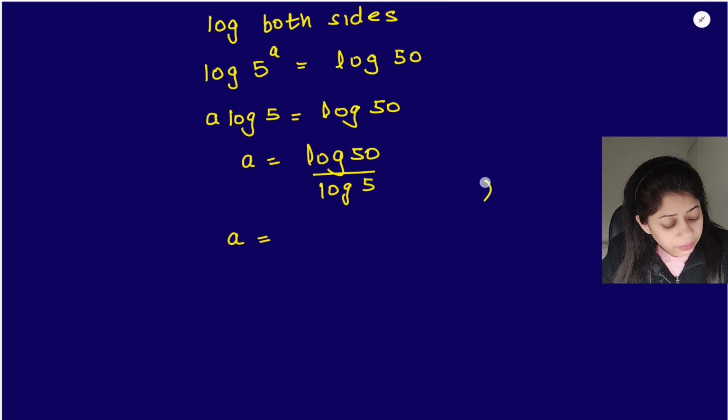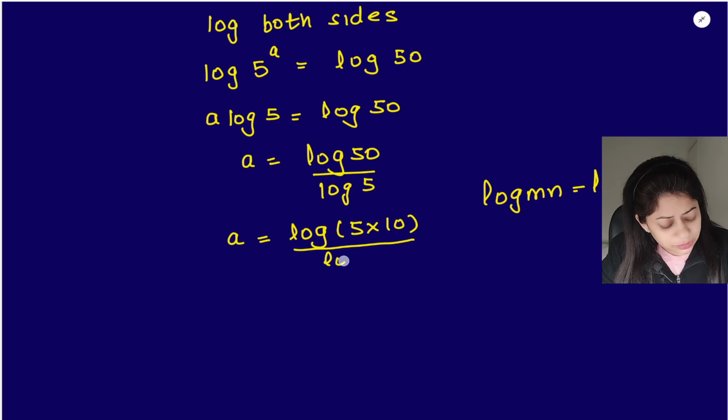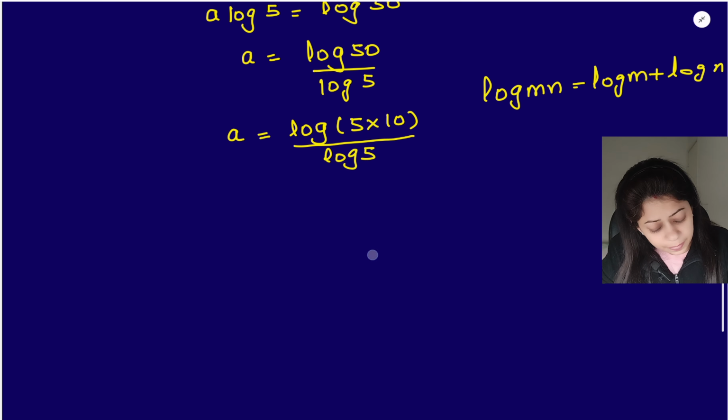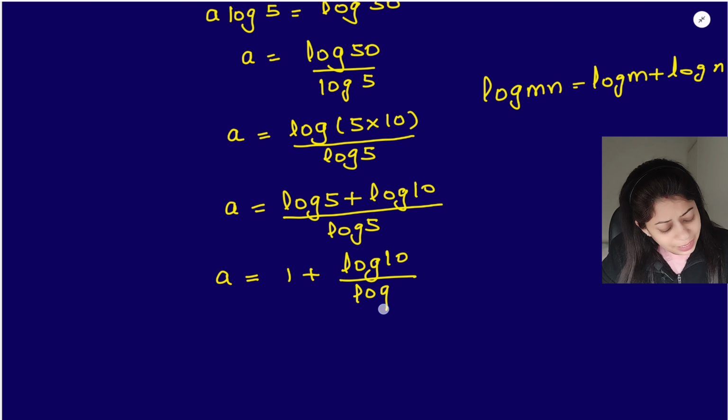And this is equal to log mn is equal to log m plus log n. Okay, so here we have log 5 times 10. 50 is 5 times 10 and this is log 5. This will become a is equal to log 5 plus log 10 by log 5. Okay, so a is equal to 1 plus, because log 5 by log 5 is 1, and log 10 by log 5, right? And we know that log 10 is equal to 1.